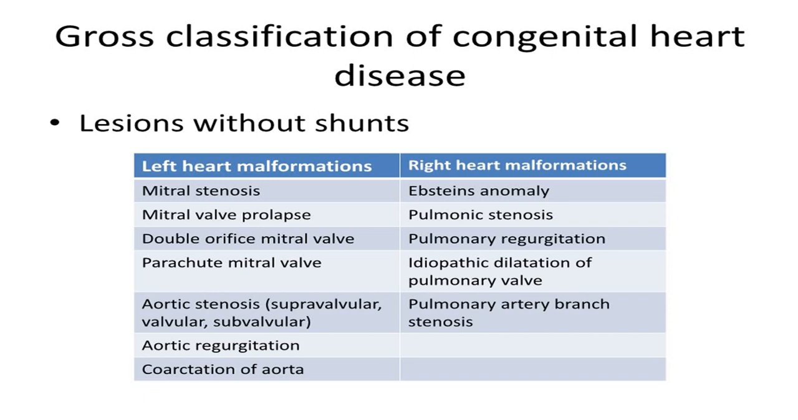There are some conditions which produce left heart malformation, and there are some conditions which are there on the right side. We call it right heart malformation. So left heart malformation will be mitral stenosis, mitral valve prolapse, double orifice mitral valve, parachute mitral valve, aortic stenosis, supravalvular, valvular or subvalvular, aortic regurgitation, coarctation of aorta. These are some of the lesions without shunt. On the left side malformation; on the right side, Epstein anomaly, pulmonary stenosis; pulmonary regurgitation is absolutely rare. Idiopathic dilatation of pulmonary valve is also very rare.